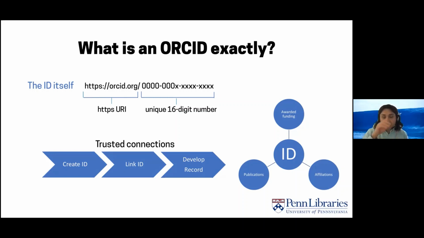You have your profile made up of these 2 parts. And also it's a registry of trusted connections. So what this means is that once you create your ID, and it has to be you that creates it, nobody can create it for you, you need to create it yourself. Then you link the ID to different databases that feed information to ORCiD, and also ORCiD can feed information to other databases. And then you will develop your record, namely you curate data entries, you fill in fields, so you have a richer profile.